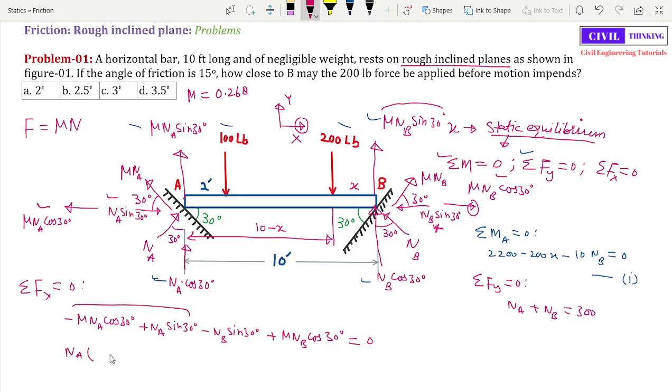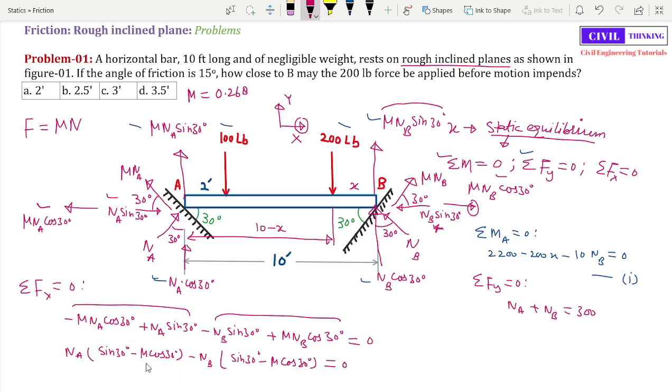Now let's put Na common here. In these two terms I will put Na common, so it is sine 30 degree minus mu times cos 30 degrees. Then I will put negative Nb common here. Then it is sine 30 degrees minus mu cos 30 degree, because negative and negative will be positive. It is equal to 0.